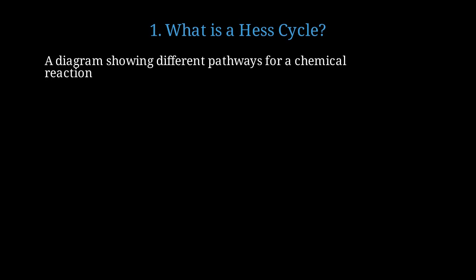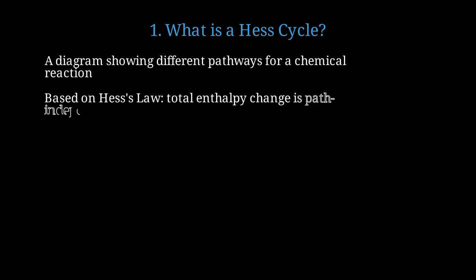Let's understand what a Hess cycle is and why we use it. A Hess cycle is a diagram that shows different possible pathways for getting from reactants to products in a chemical reaction. It's based on Hess's law, which states that the total enthalpy change is independent of the route taken. The enthalpy change for the direct reaction equals the sum of enthalpy changes along any alternative route.